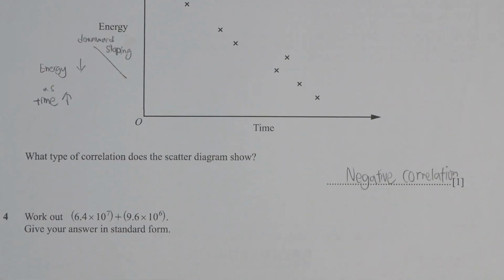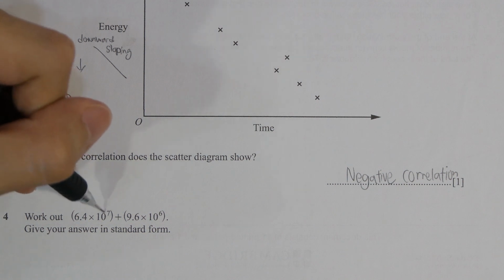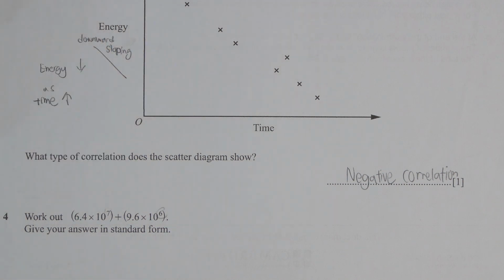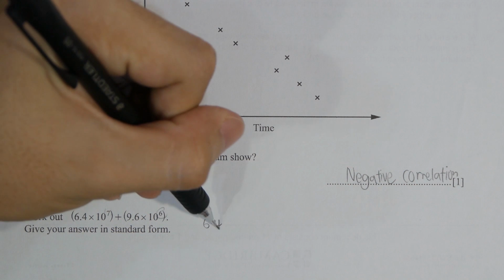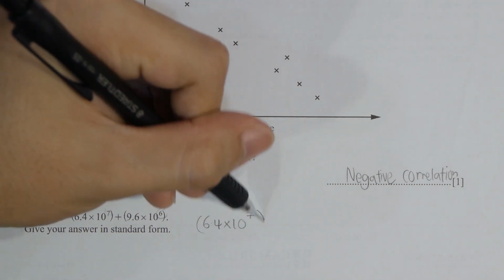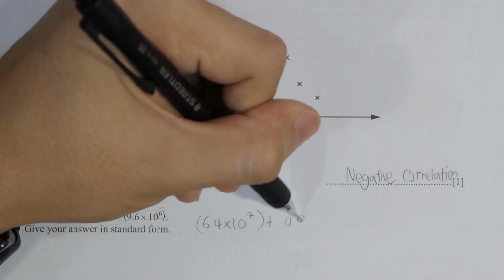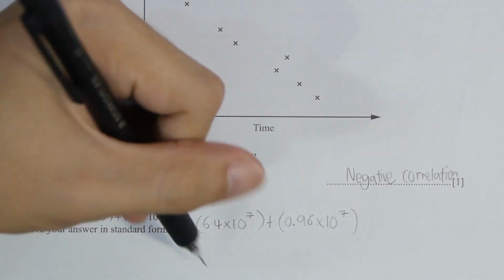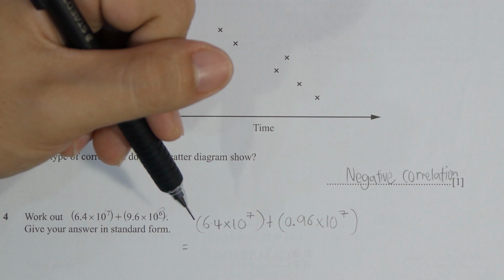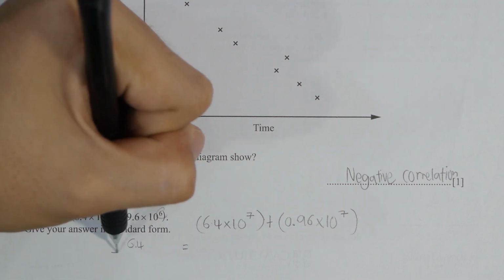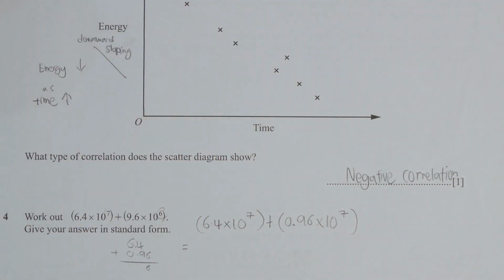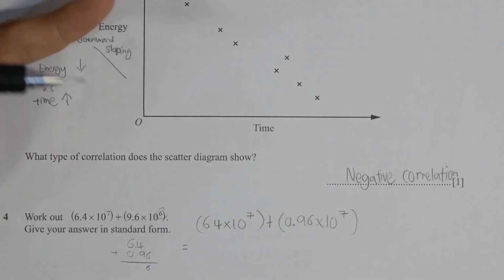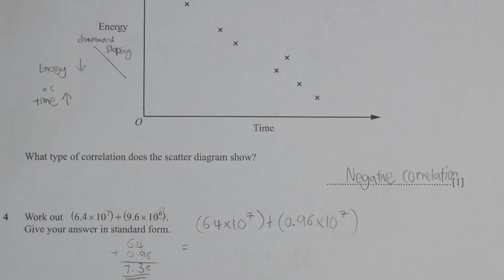But for part 4, answer in standard form. What I did was convert 9.6 times 10 to the power of 6 into 0.96 times 10 to the power of 7. Then I add them both up to arrive at 7.36 times 10 to the power of 7.